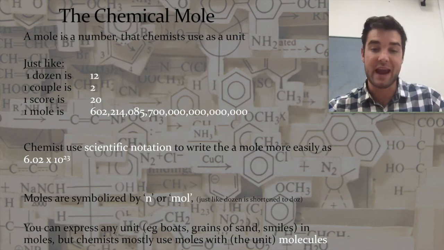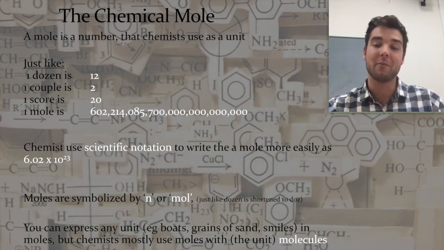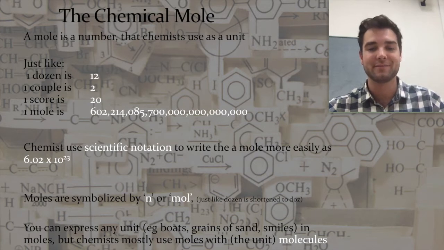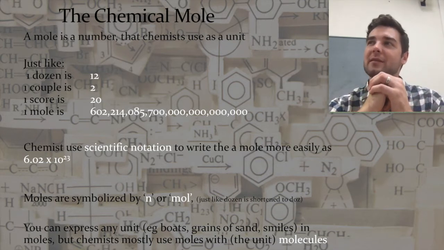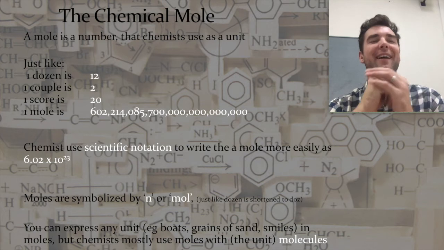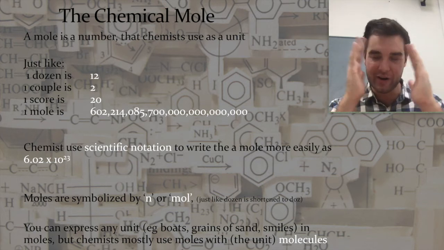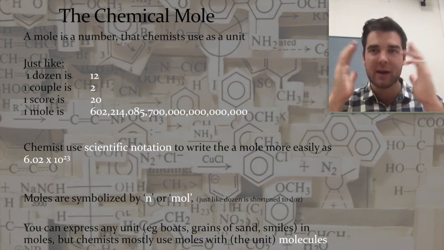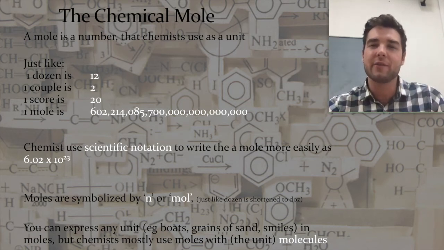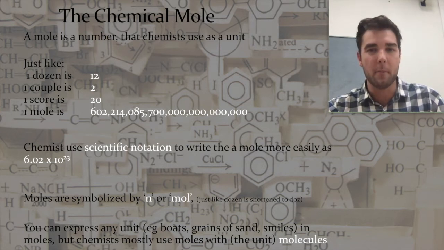Now, you can express any unit, boats, grains of sand, smiles, in moles, but chemists mostly use moles with the unit molecules. So, a mole of smiles, that would have to be more smiles than 1,000,000 years of human history. Because the mole is an incredible number. Think of all the grains of sand on Earth. That might be close to a mole.